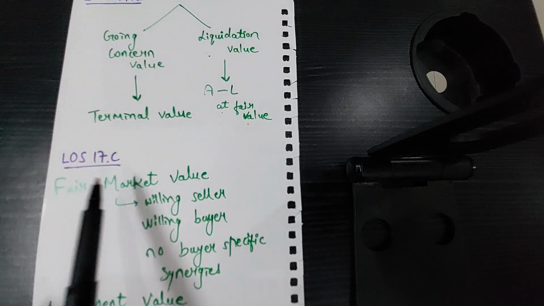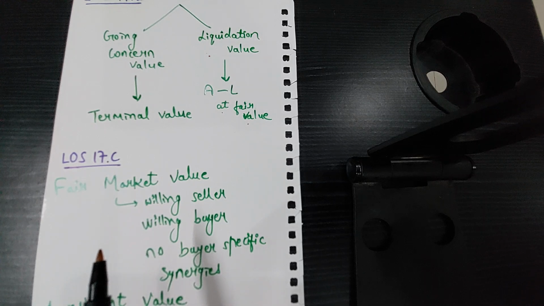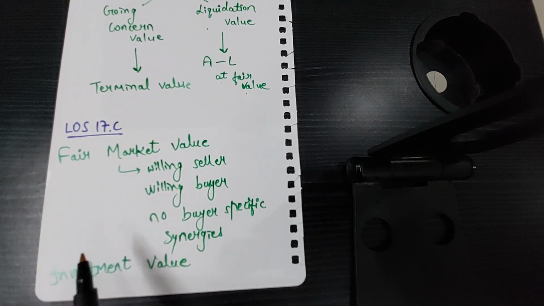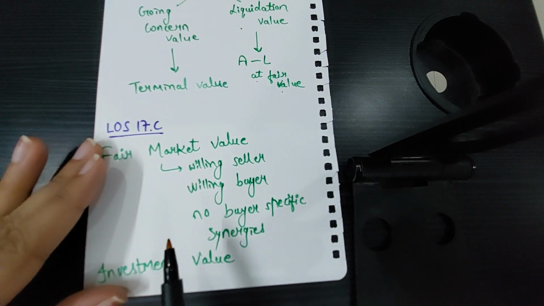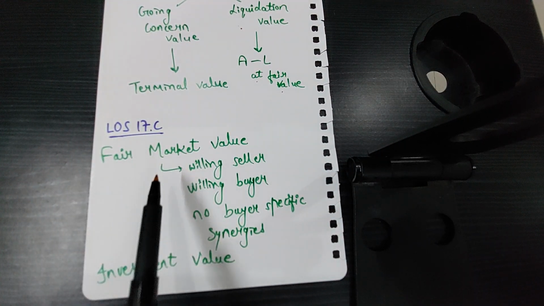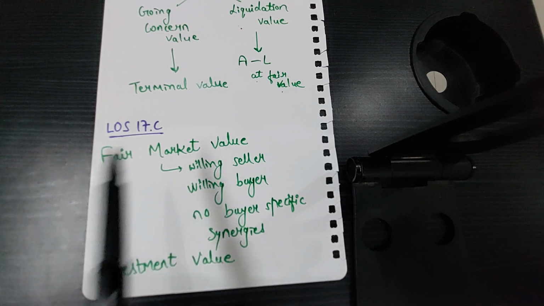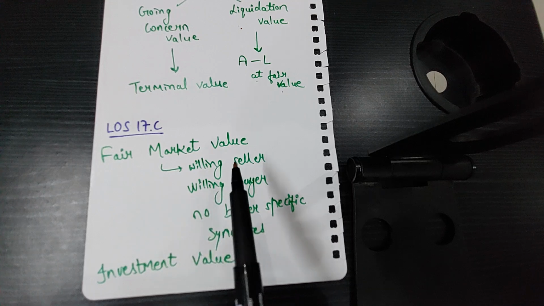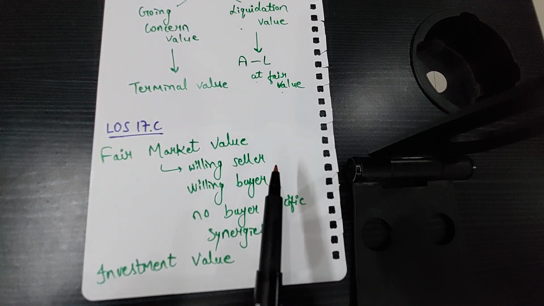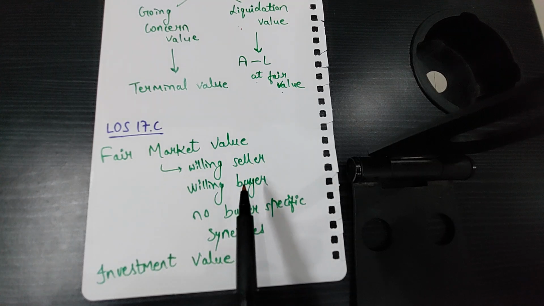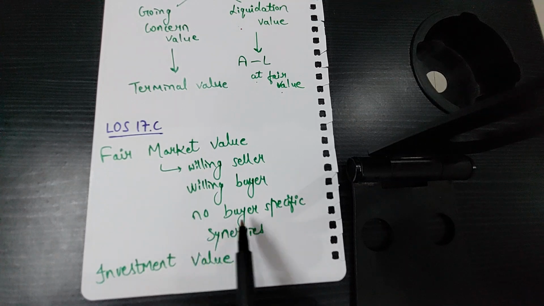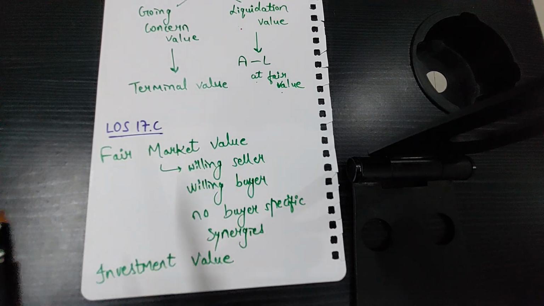Now coming on to LOS 17C, which is: describe definitions of value and justify which definition of value is most relevant to public company valuation. So there is fair market value and then there is investment value. Fair market value is the price at which a willing seller is ready to sell the asset, and a willing and informed buyer is ready to buy the asset, when there are no buyer-specific synergies. That is fair market value.